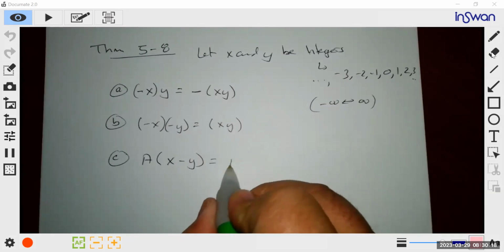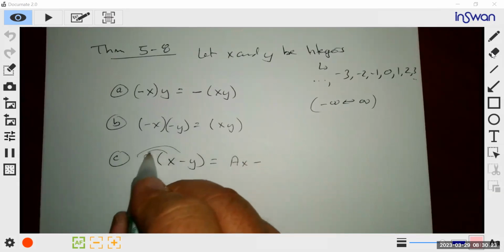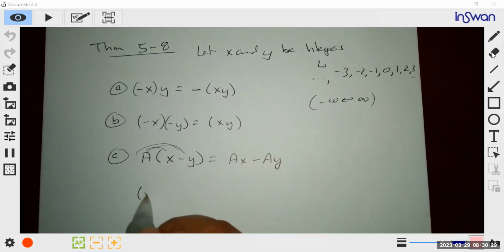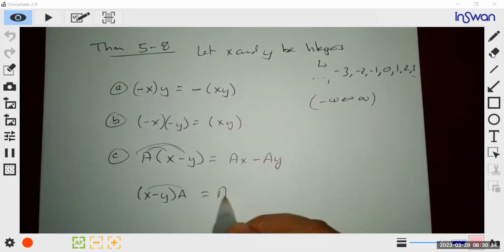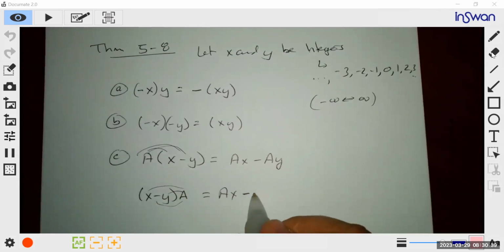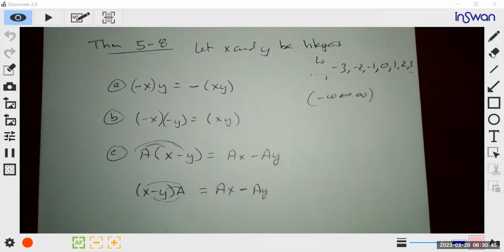a times (x minus y) equals ax minus ay. Positive times negative is negative. (x minus y) times a: x times a is ax, negative times positive is negative, y times a is ay. So it doesn't matter which direction you go, it's still the same thing. All right, so that just shows us that this distributive property also works with subtraction.